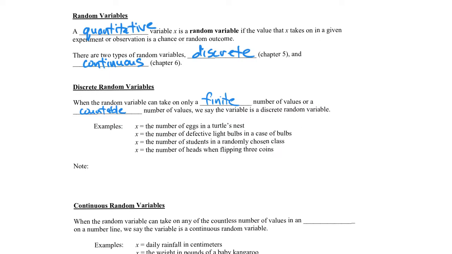For the most part, we don't want to get into this kind of detail about what it means to be countable. But basically, when you look at these examples here, what you'll notice is these are going to be integer values, right? They're not going to be weird decimals or fractions. It's going to be like 6 or 5 or 0. It'll be a finite number of values. So x could be the number of eggs in a turtle's nest, the number of defective light bulbs in a case of bulbs, the number of students in a randomly chosen class, the number of heads when flipping 3 coins.